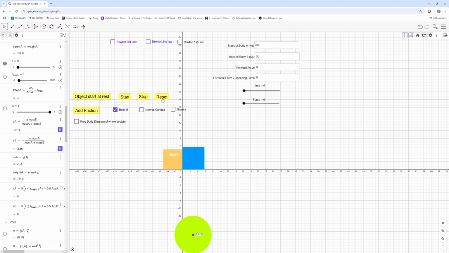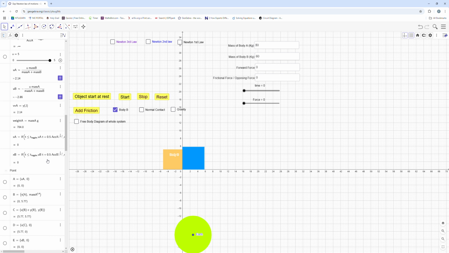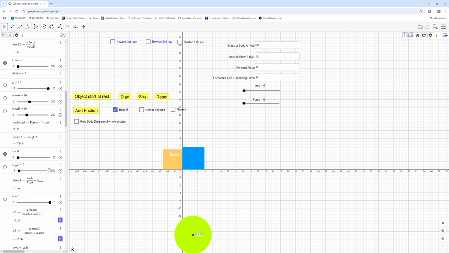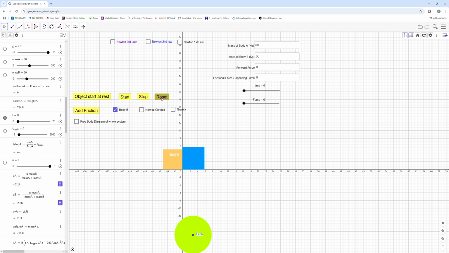Every time you press the reset button, you have the initial velocity at 5. You can change it if you want to. Then this 5 will be split accordingly to the mass of A and B. If you want the object at rest, no problem, you press this one and then U will be 0 straight away, and then nothing will move.